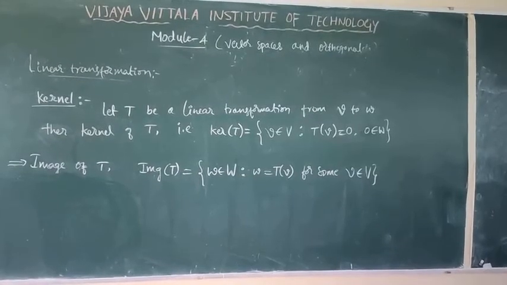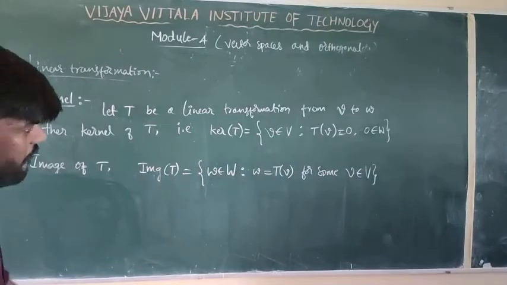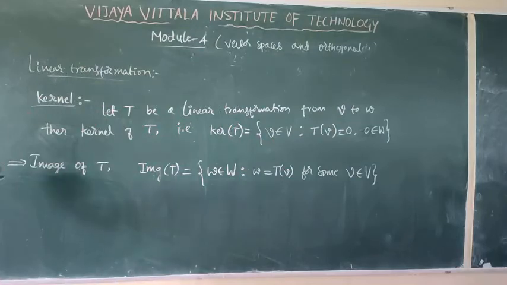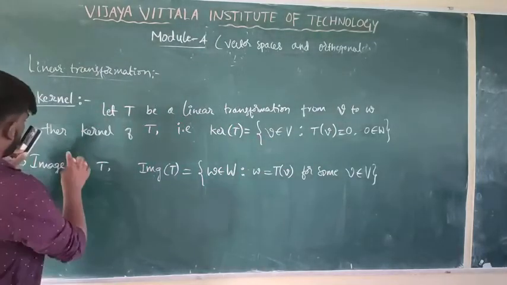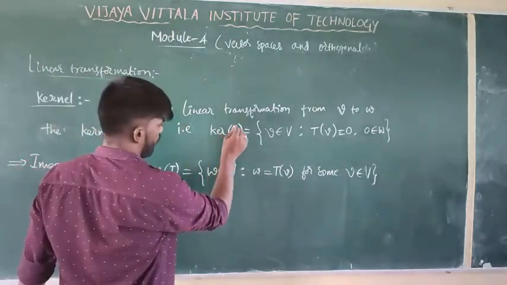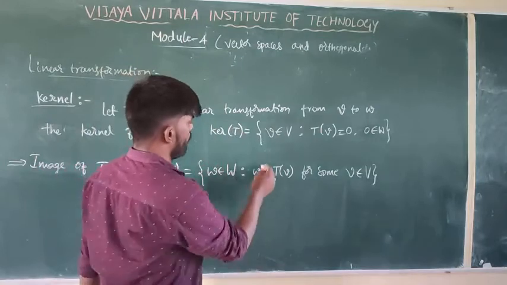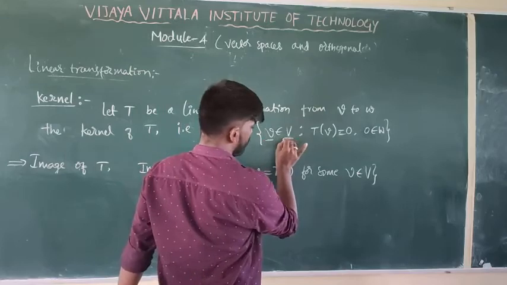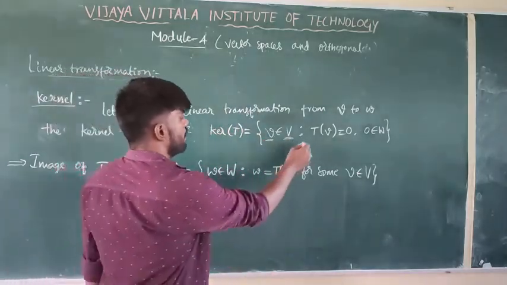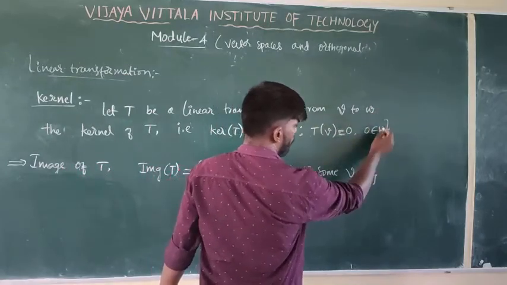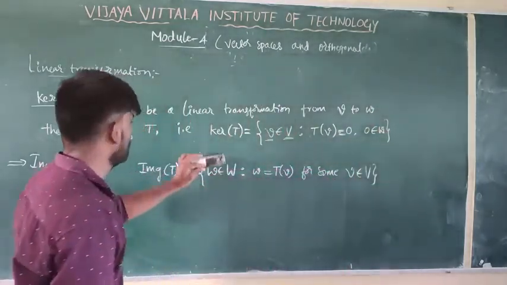In continuation, what is the kernel? Let T be a linear transformation from V to W, where V and W are vector spaces. The kernel of T, which we denote ker of T, is equal to the set of v belonging to V such that T of v is 0, where 0 belongs to W. This is the kernel definition.